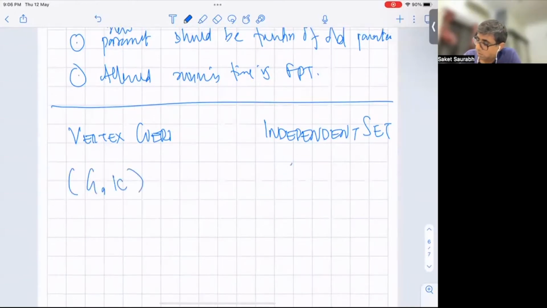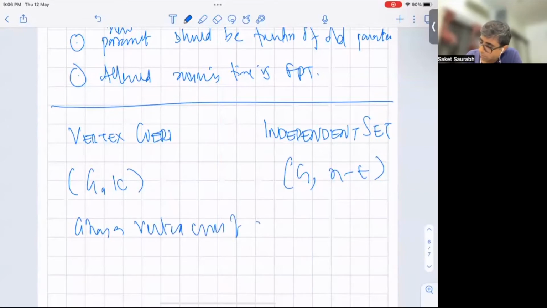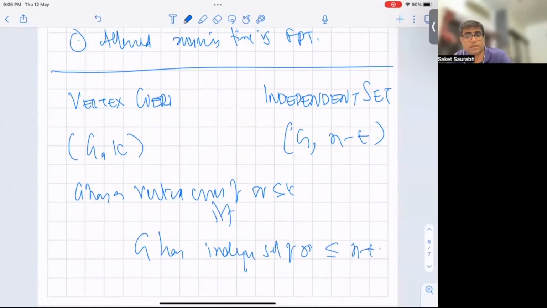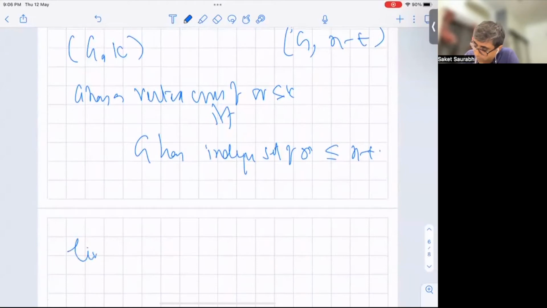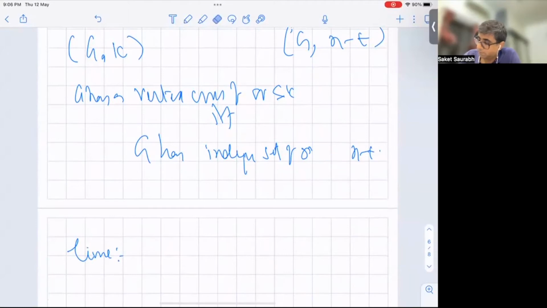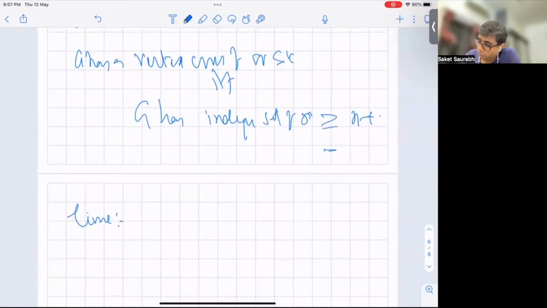Look at G comma K. Okay, so how much time does this reduction take? G has an independent set of size at least N minus K. Sorry, you're right. Okay, so what is the running time of this reduction? Polynomial, right? Is it an FPT reduction?